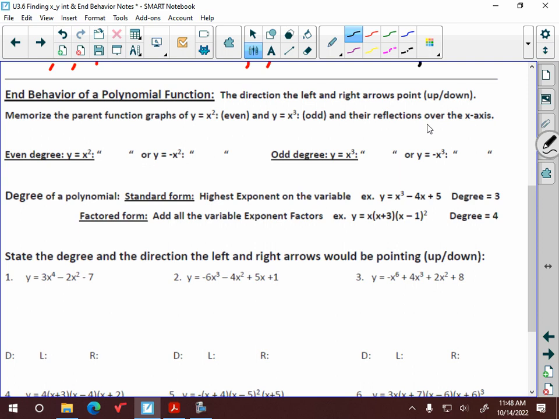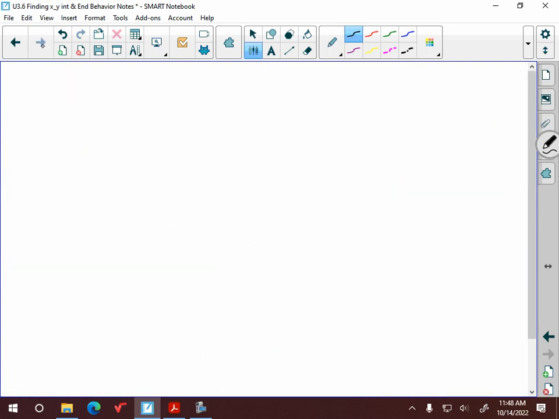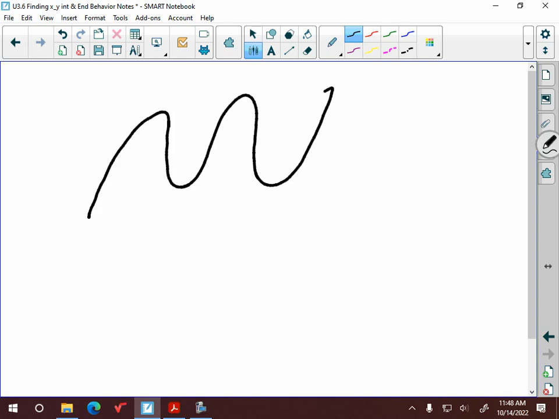behavior. So the end behavior tells us what the arrows are looking like in our graphs. All right, so real quick, the shapes of these polynomial graphs are going to be these continuous curves. So they can look something like this. They could look something like this.